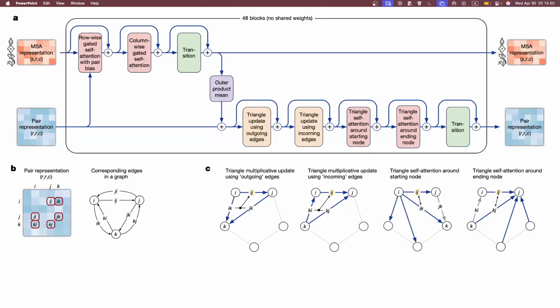So okay, what is triangular attention? Well, let's first discuss the geometry of a triangle.